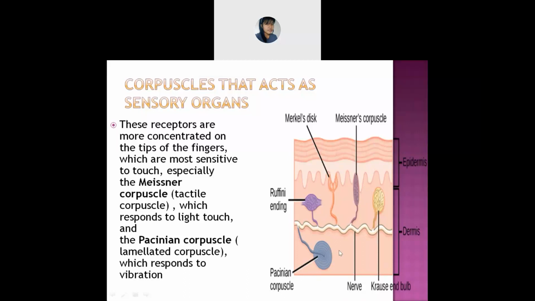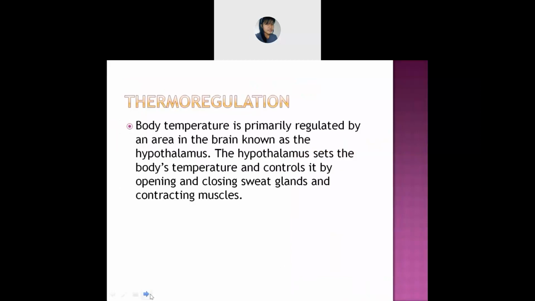Next is Pacinian corpuscles. The Pacinian corpuscles are also known as lamellated corpuscles. In the lamellated corpuscles, what will you find? You will find vibration. Like if something vibrates and all that, no? You will be able to feel it with the help of what? With the help of the Pacinian corpuscles. I hope it's clear till here. Yes, ma'am. Okay.